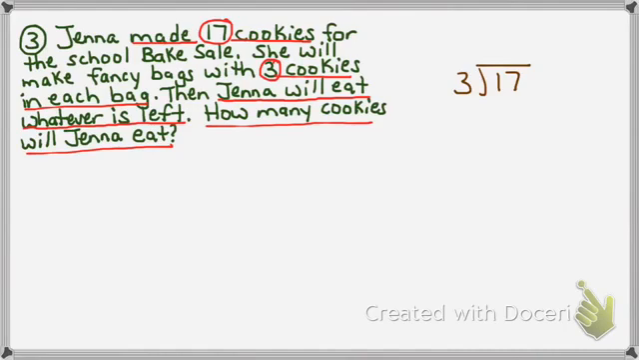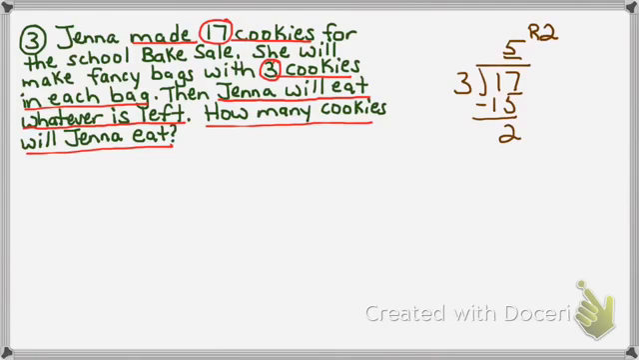I cannot put a chocolate bar over the 1 because it's less than a 3, but I can put a chocolate bar over 7 because 17 is greater than 3. I divide: 3 goes into 17 5 times. Multiply: 5 times 3 equals 15. Subtract: 17 minus 15 equals 2. Compare: is 2 less than 3? Yes it is. There's nothing to bring down, so I write my remainder, and my remainder is 2.